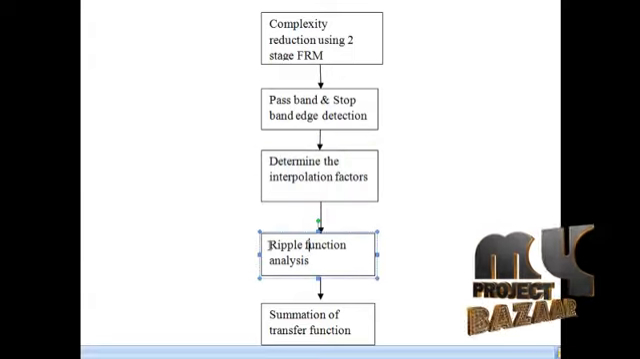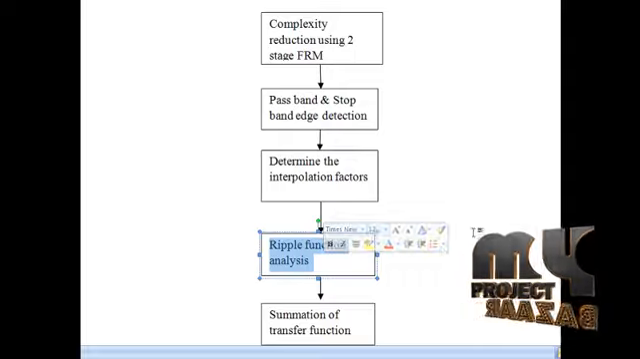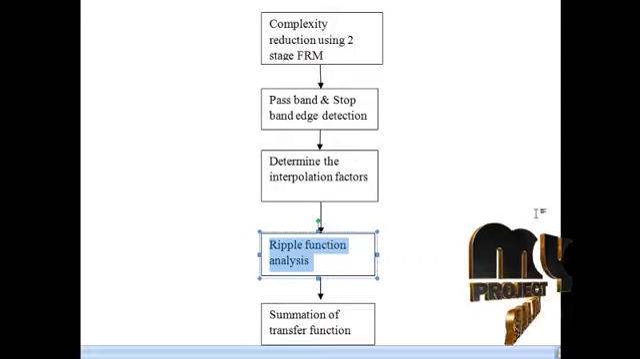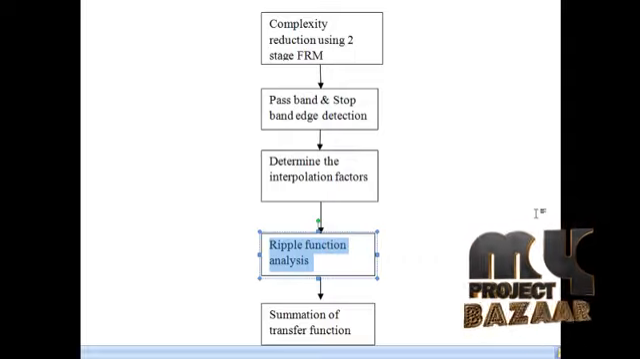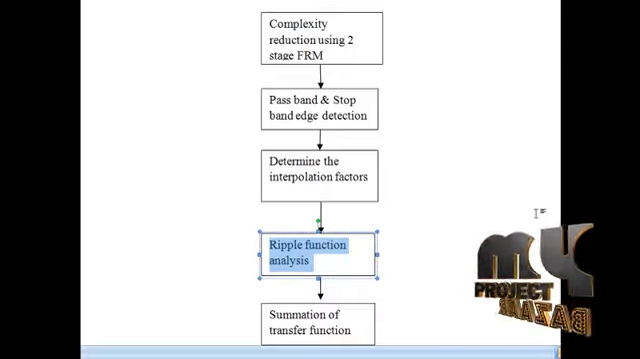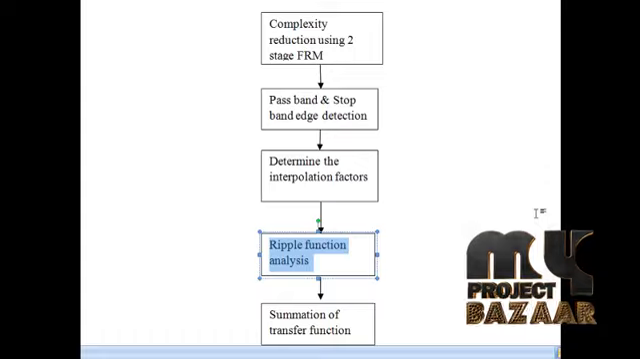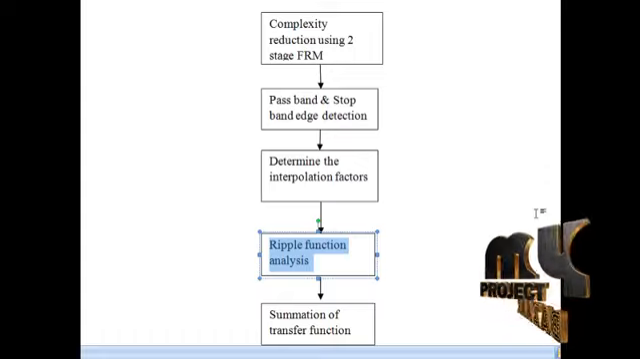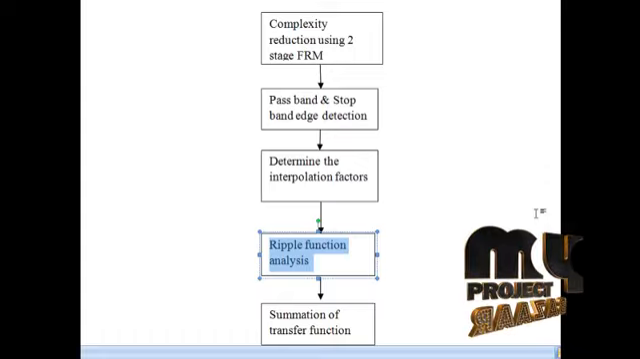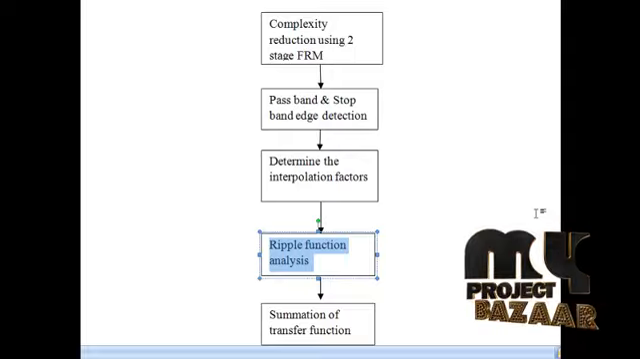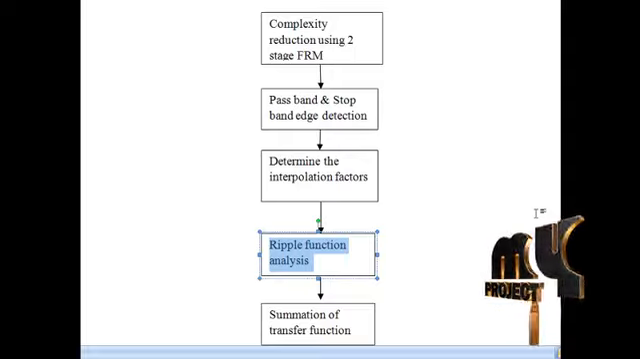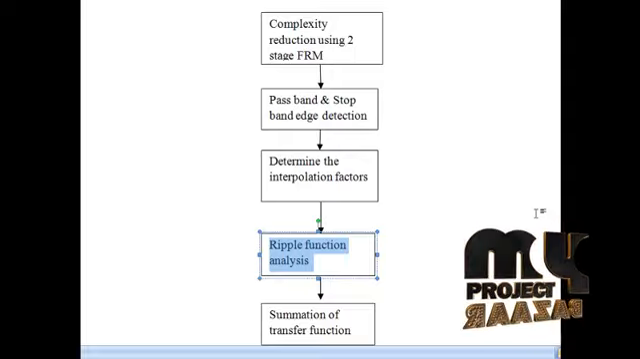The next thing is ripple function analysis. Ripple function analysis is considered to be carried out in three cases. The zero phase frequency response is determined. Then the ripple is analyzed based on different regions. Finally, the ripple of the overall filter is determined by maximizing the value of ripple of masking filters.